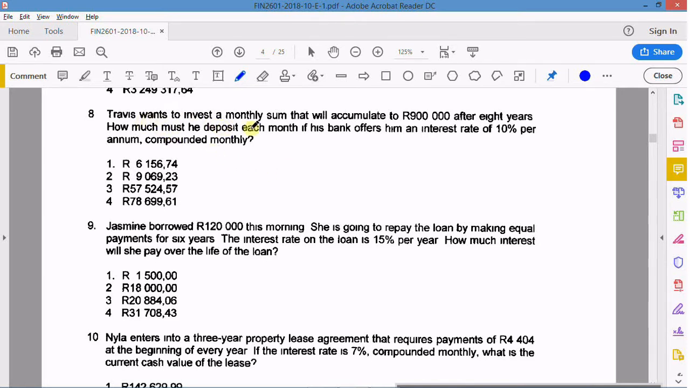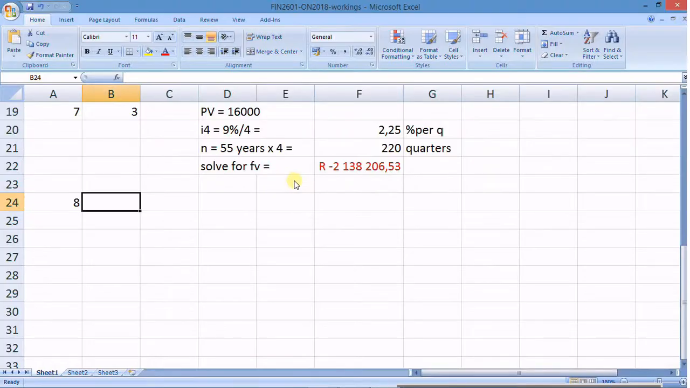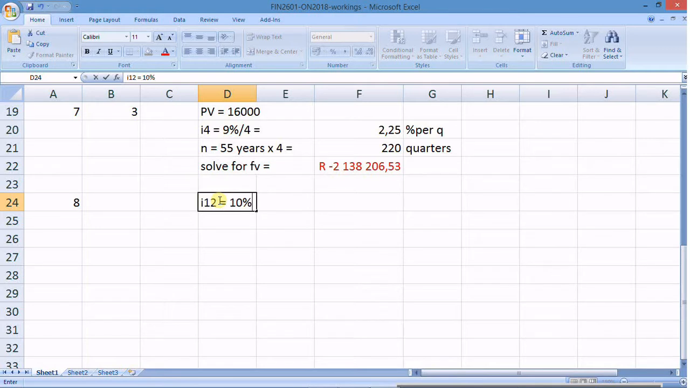Okay, Travis wants to invest monthly, and it'll accumulate to that. So we need to work out a PMT. Accumulate means future value. After 8 years, that's the N. How much must be deposited each month if his bank offers him a rate of 10% per annum compounded monthly? Divided by 12. There we go. So we have to work out the PMT. I/Y is 10% divided by 12.